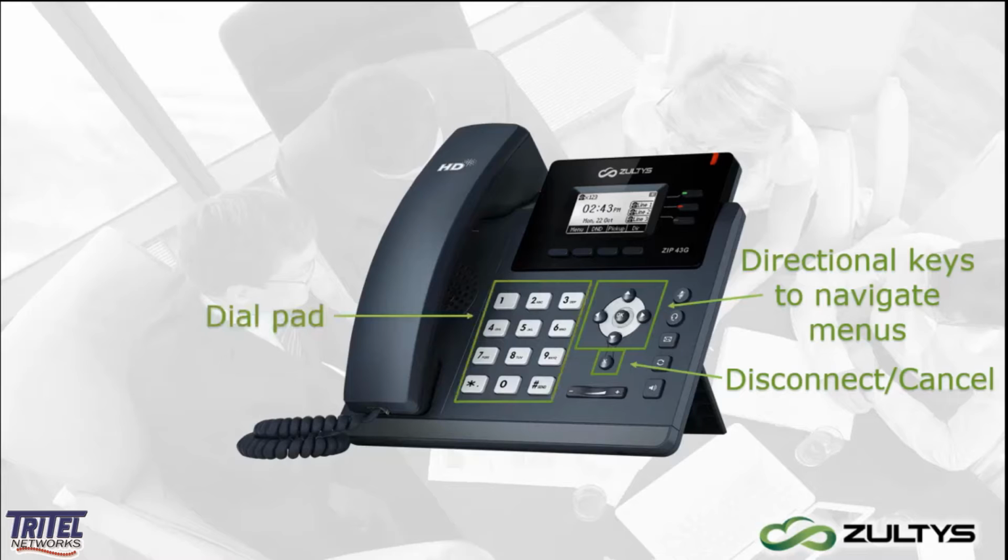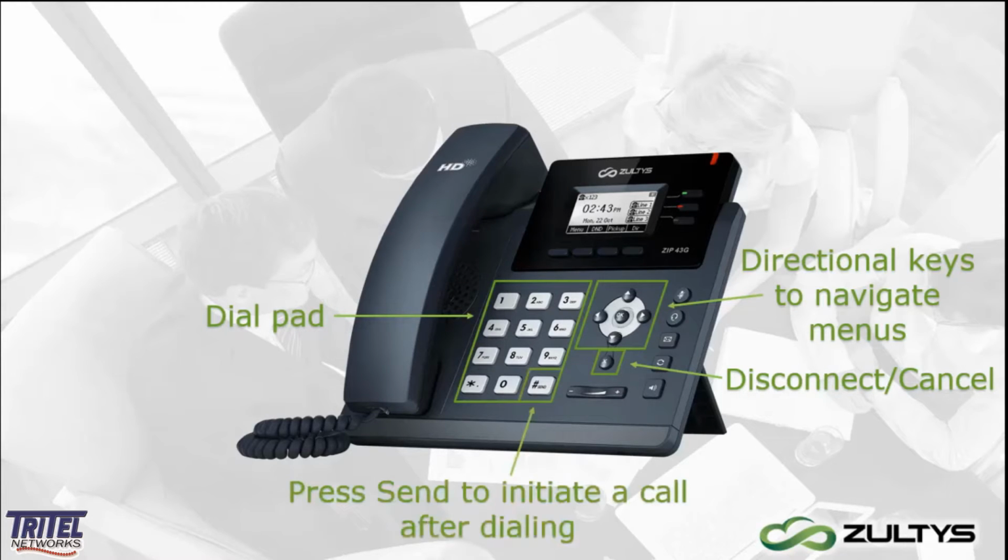The dial pad is pretty self-explanatory. When you finish dialing a number, you can press Send on this hash button to initiate a call. It works like a cell phone send button for initiating calls. So now that you know what is what on your phone, let's see it in action.